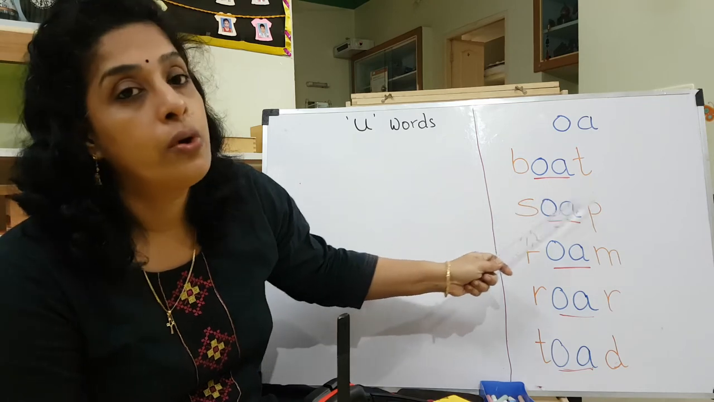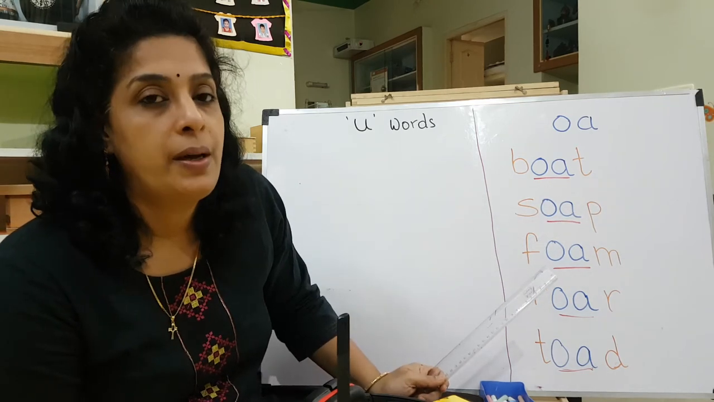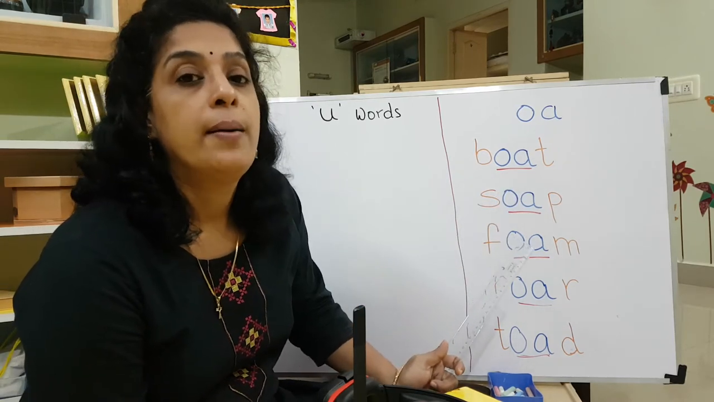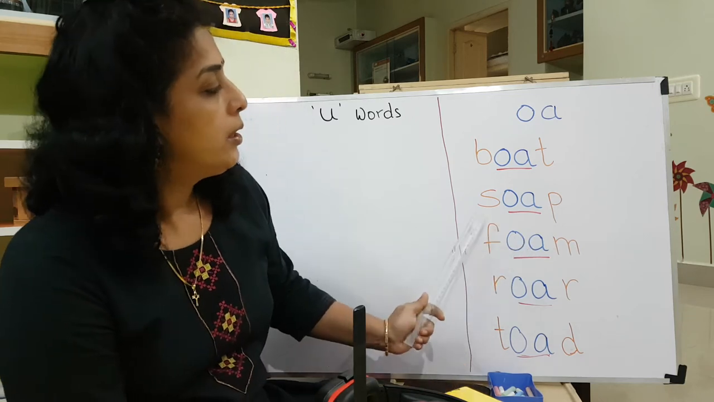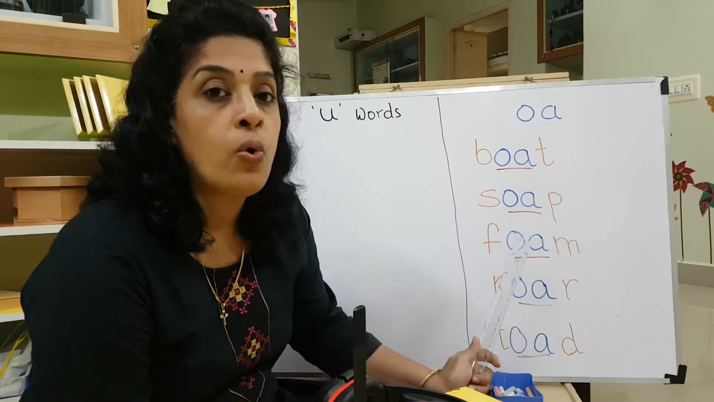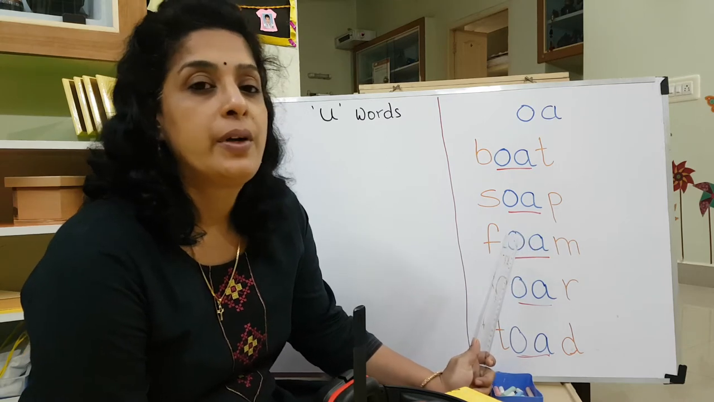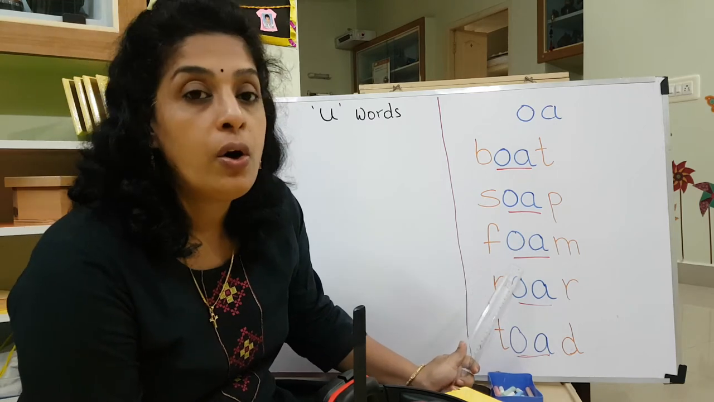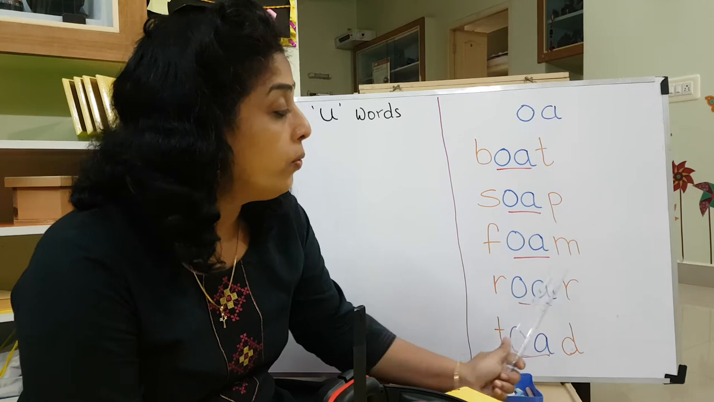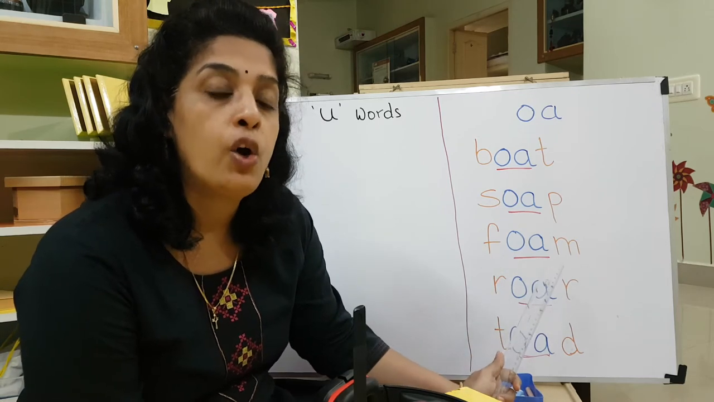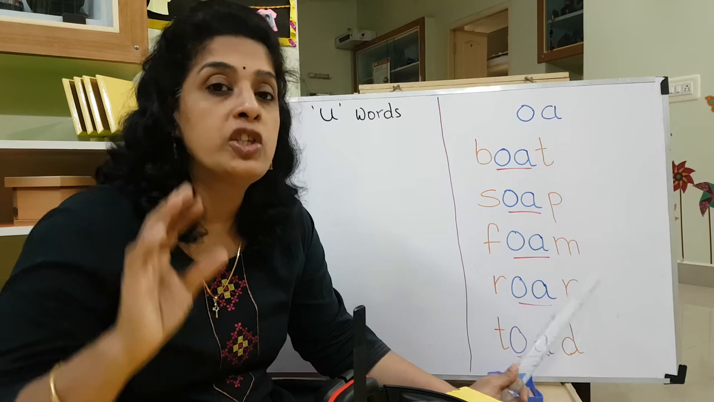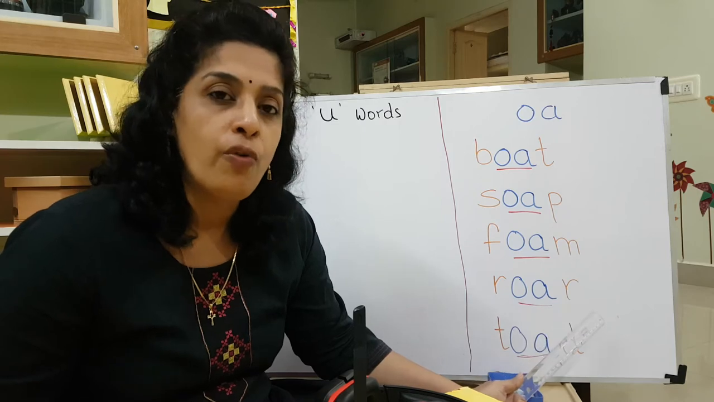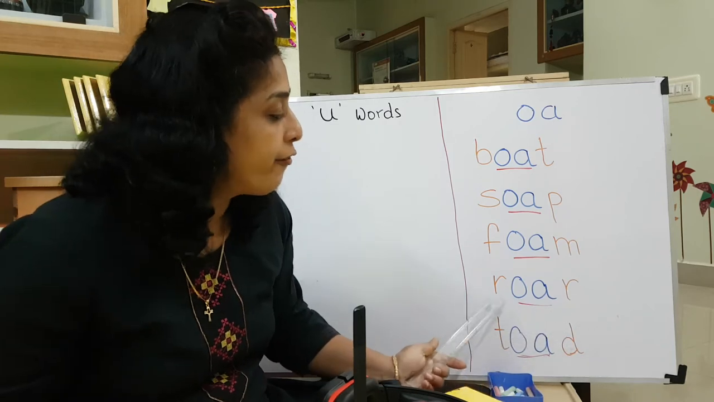B-O. Boat. B-O-T. Boat. S-O-P. Soap. Next. F-O-M. Foam. Foam means sponge, like the kind of foam bed. You sleep on a bed which is made of foam. This gives you a very nice comfort.